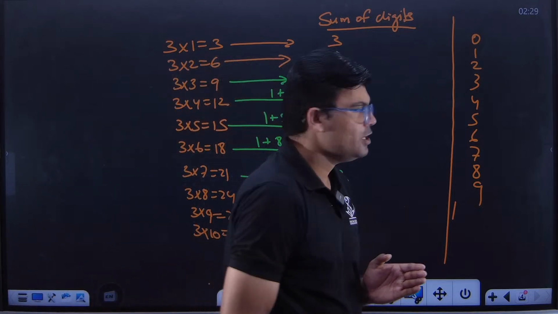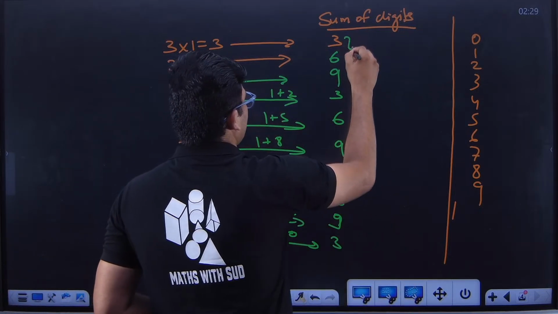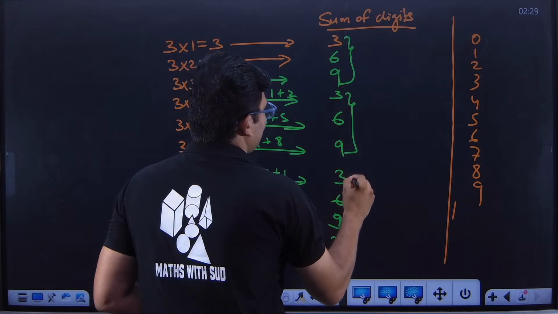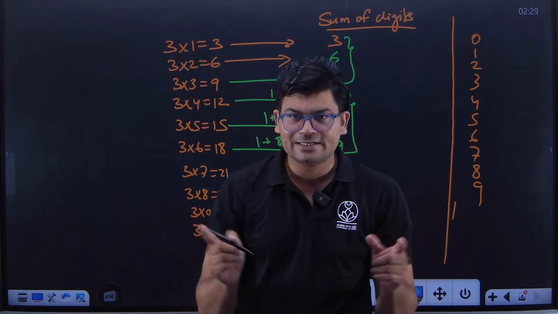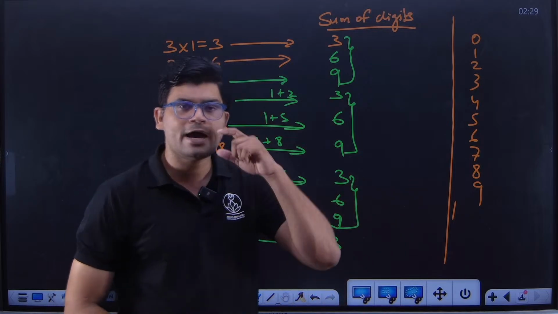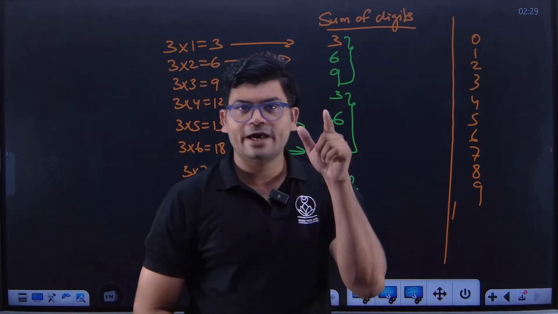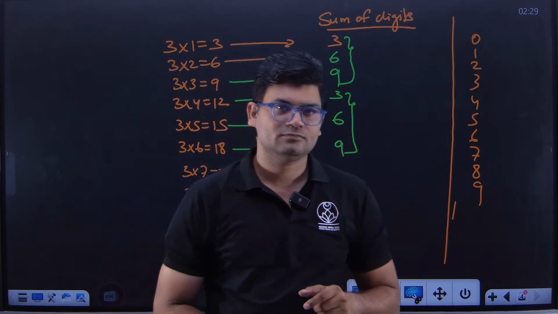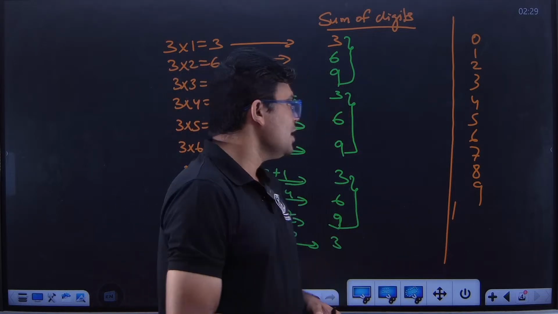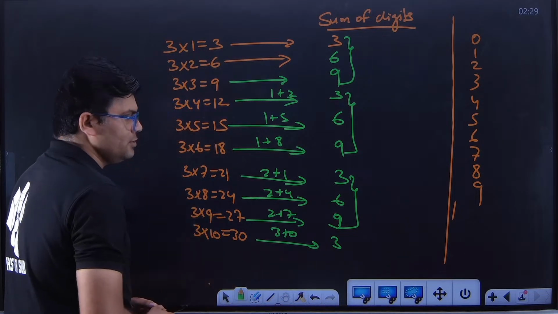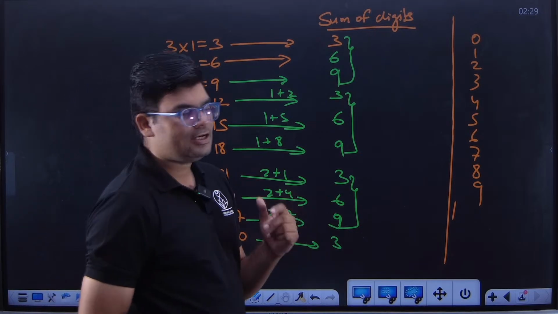That means you will see the pattern of 3, 6 and 9, 3, 6 and 9. So we will say, if the sum of all the digits is either 3, 6 or 9, the number is divisible by 3. And one more technique that I use here is, we don't need to add those numbers which already have 3, 6 and 9 in them.